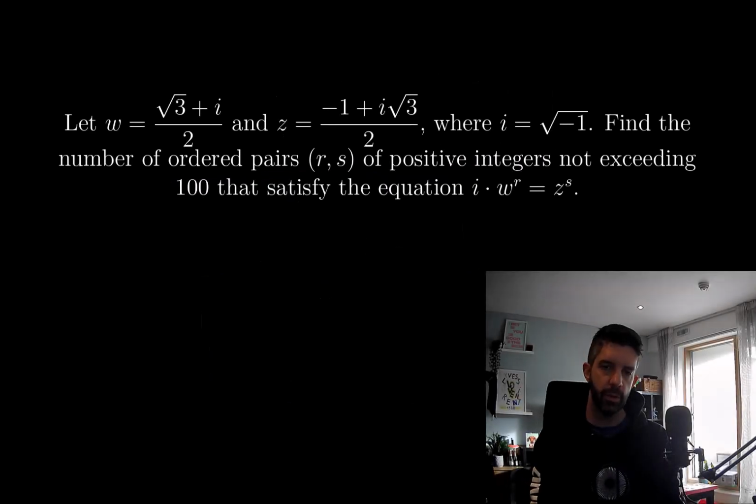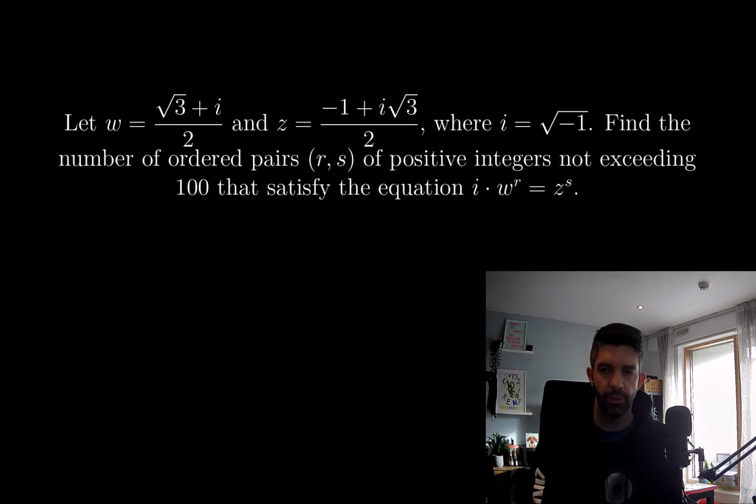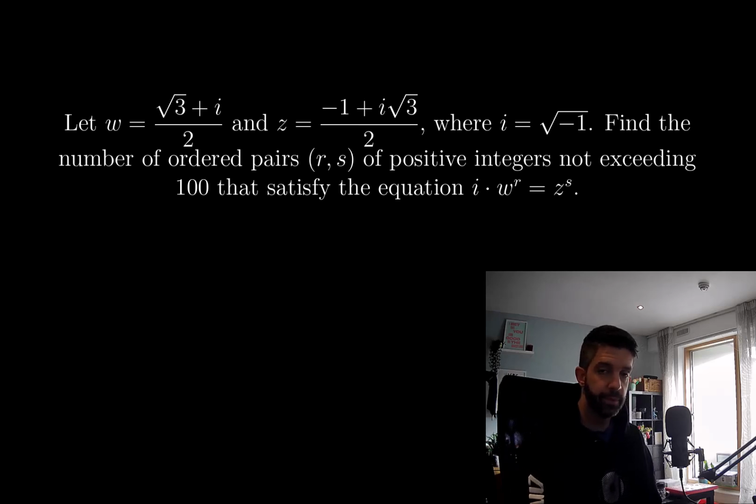Let w equal root 3 plus i over 2, and z equal -1 plus i root 3 over 2, where i is the imaginary root. Find the number of ordered pairs r and s of positive integers not exceeding 100 that satisfy the equation i times w to the r is equal to z to the s.